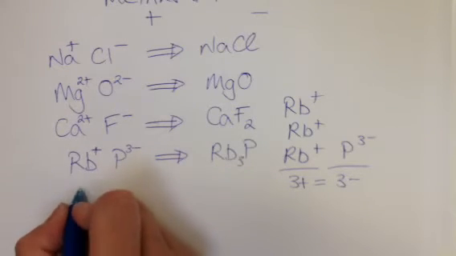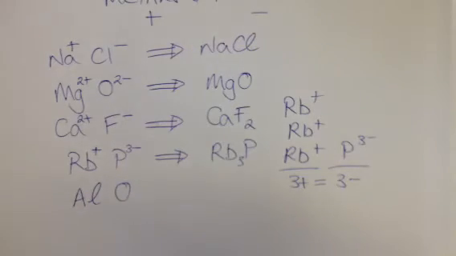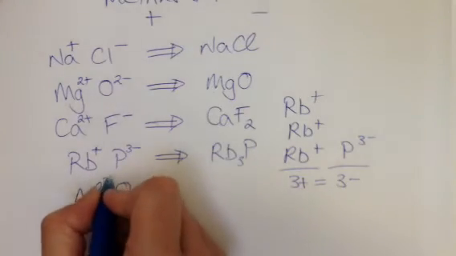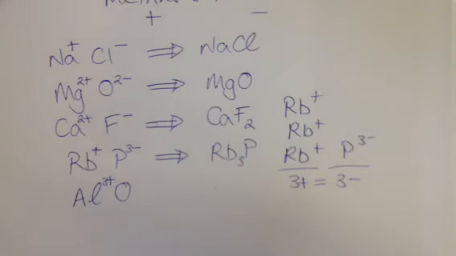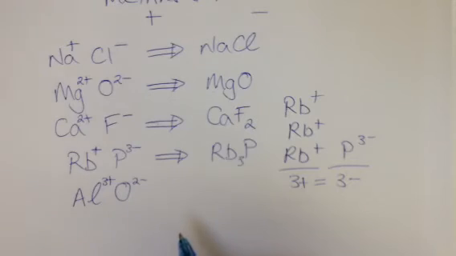Let's do one that's maybe not as clear. This is aluminum and oxygen. Aluminum is in group 3A, so it has a 3 plus charge. And oxygen is in group 6A, so it has a 2 minus charge. And it's sometimes not as obvious how to cancel a 3 and a 2. But remember, what you're effectively doing is you're finding the lowest common multiple of the charges. And so the lowest common multiple of 3 and 2 is 6.